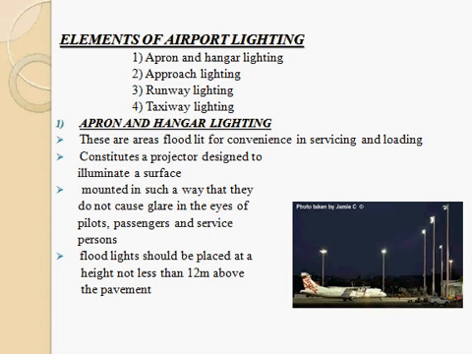These areas should have very good lighting, and for that we are using floodlights. Floodlights are used for providing lighting to these areas, and these lights are mounted at a height not less than 12 meters above the pavement surface. The main thing to consider is that these lights should not cause any glare to the eyes of the passengers, pilots, and other service personnel. In order to avoid that, they are kept at a height of 12 meters from the pavement surface. That is the first type of lighting.